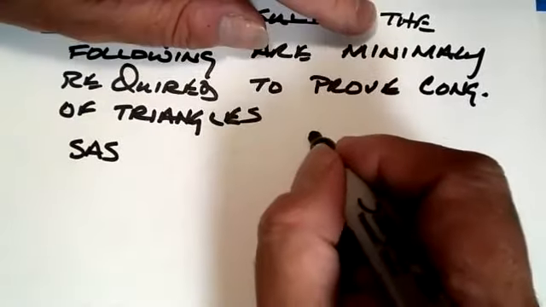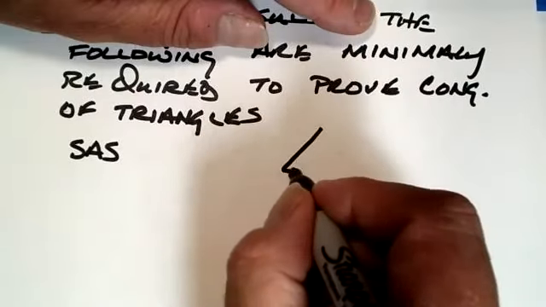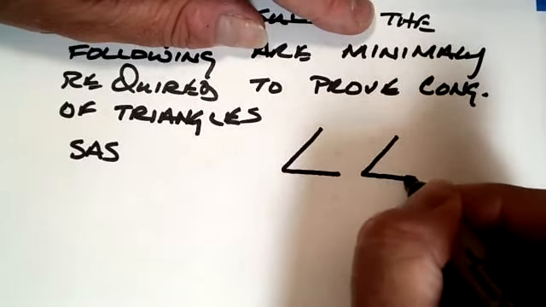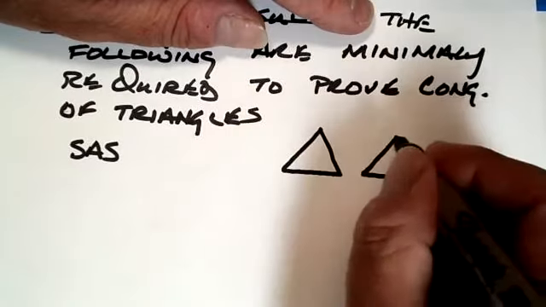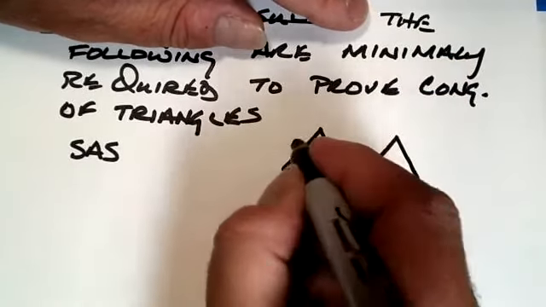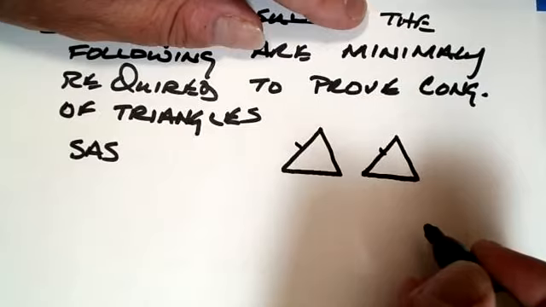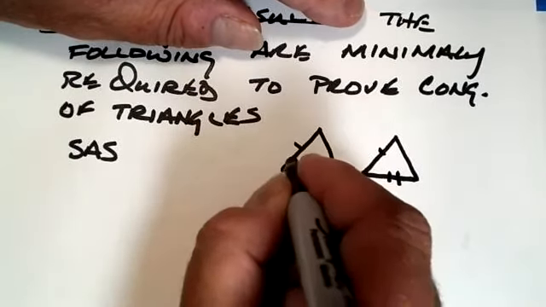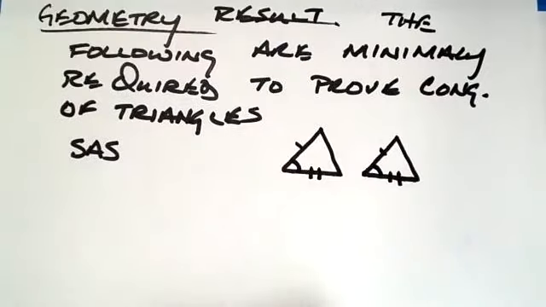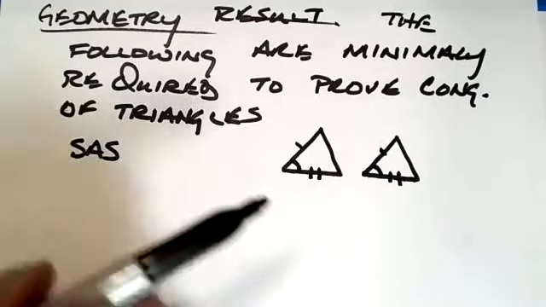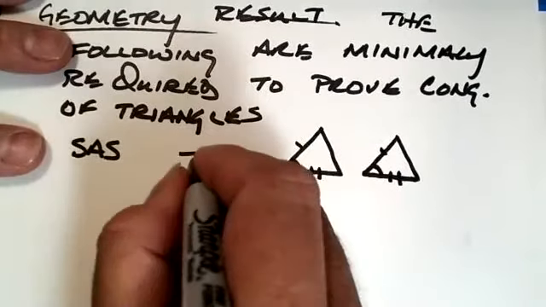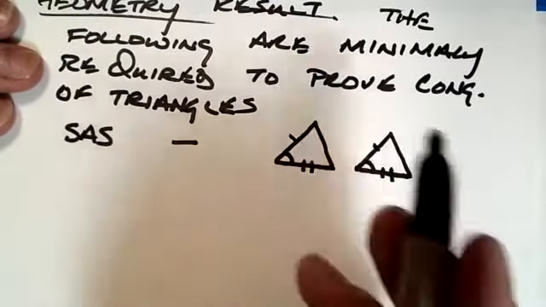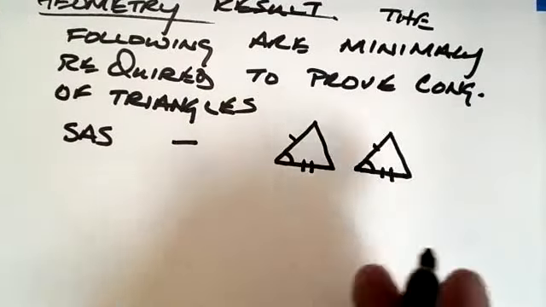Now, what does that mean? That's where you've got two triangles where a side is congruent to the corresponding side, the other side is congruent to the corresponding other side, and the included angle is congruent to the included angle. So side, angle, side leads to congruence. If you have this arrangement, then all the other sides and all the other angles correspondingly are equal.